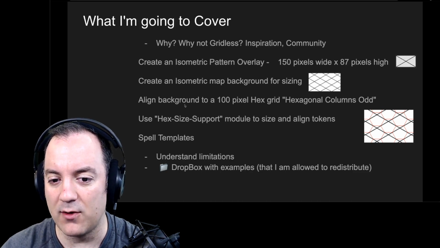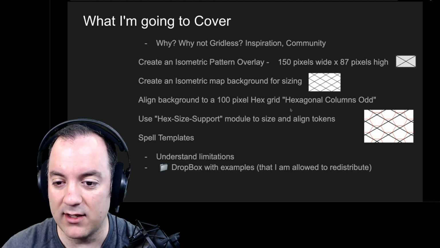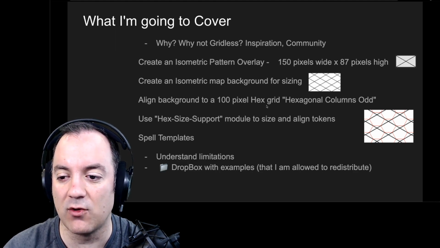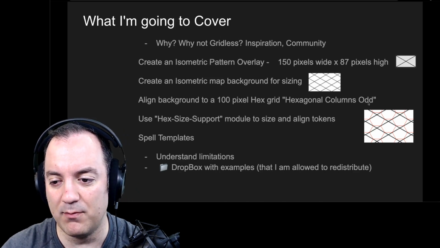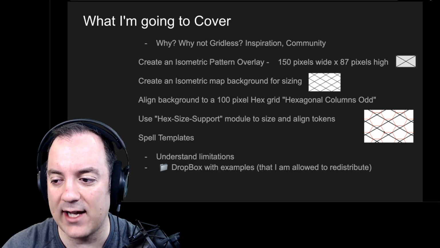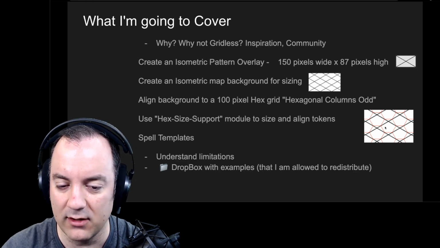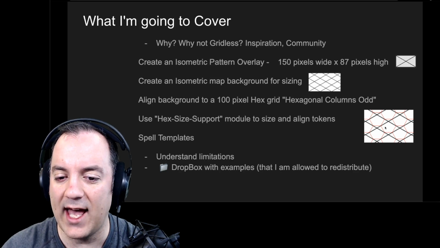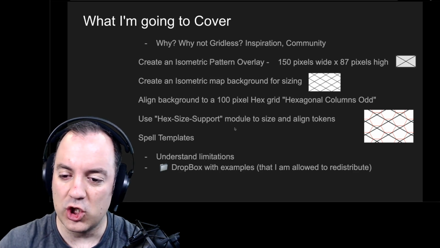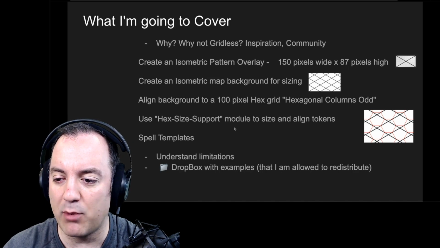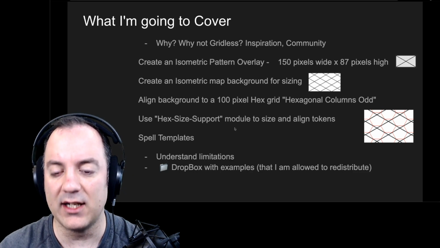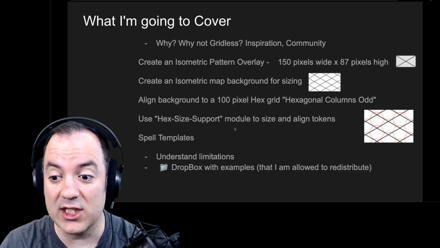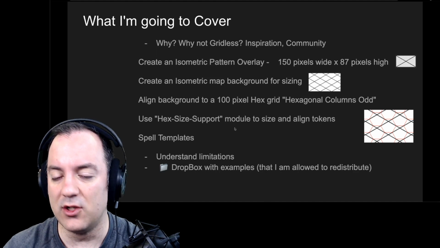I'm going to make backgrounds, and I'm going to import them into Foundry VTT on a grid that is a 100 pixel sized hex grid using the hexagonal columns odd setting. That's going to allow me to align a hexagonal grid over that's going to match perfectly, or close to perfect. I'm going to use the Hex-Size-Support module to adjust the tokens so that they align perfectly on that grid, and add some basic usability for the players, so that when they move the tokens around, they just snap to that grid perfectly, and allows me to do some tactical play.